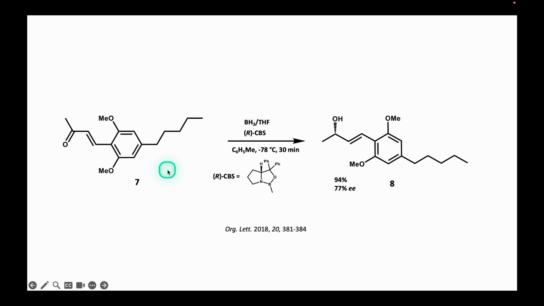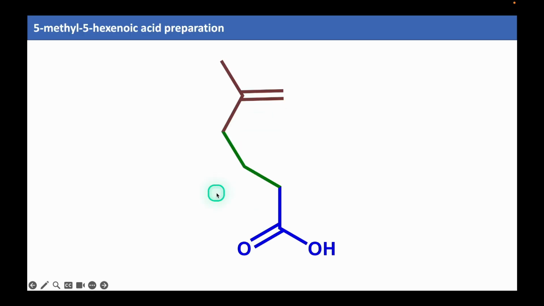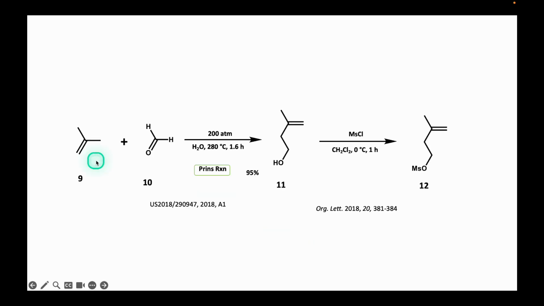Asymmetric reduction of ketone 7 with borane in the presence of RCBS, which acts as a chiral auxiliary, generates the asymmetric allylic alcohol 8. Preparation of methylhexanoic acid: isobutylene 9 and formaldehyde 10 are reacted through the Prins reaction. This generates the homoallylic alcohol 11.